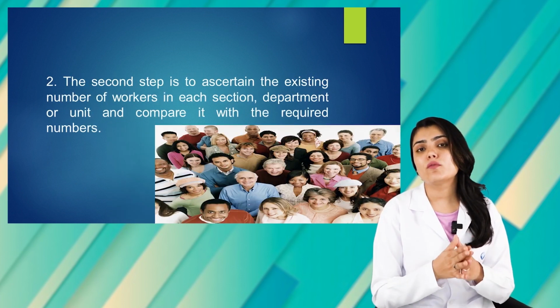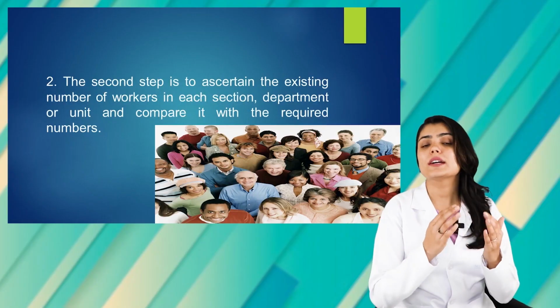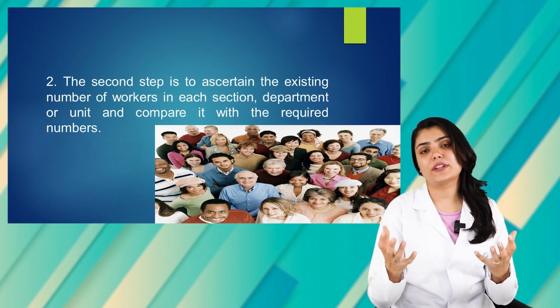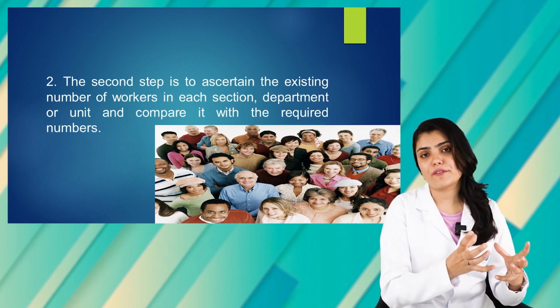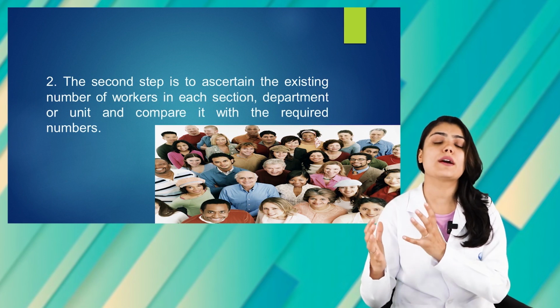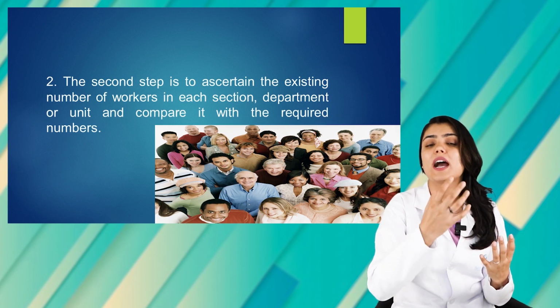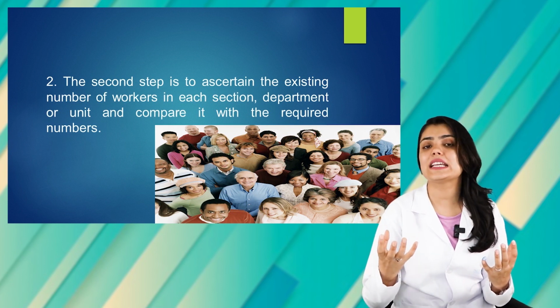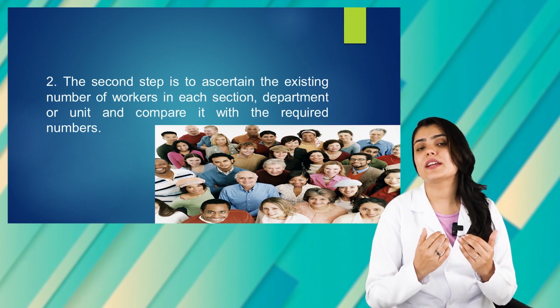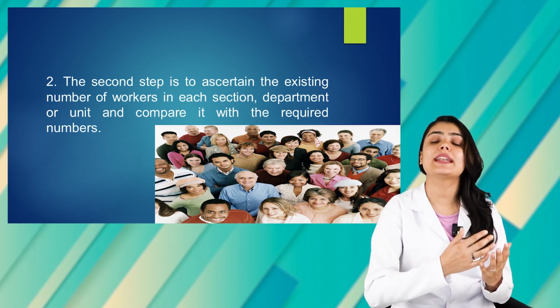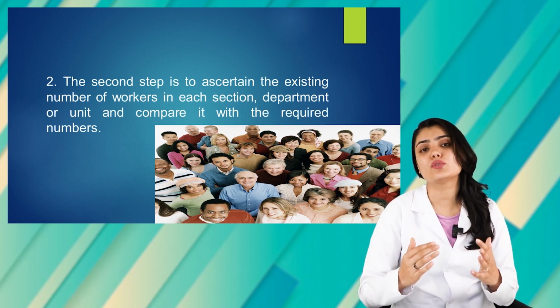The second step involved in planning manpower is to compare the existing employees working in each department, unit, or section with the actual required number of employees. So these are two different things, right? There is a required number of employees and there is the total number of employees present. Sometimes the required number of employees is much higher than the number of employees existing in the organization, and sometimes the number of employees present in the organization is more than is required for the organization to function.